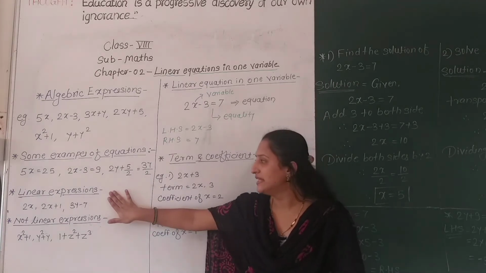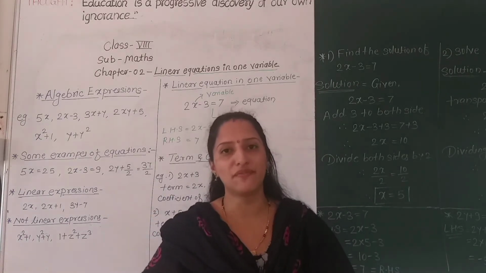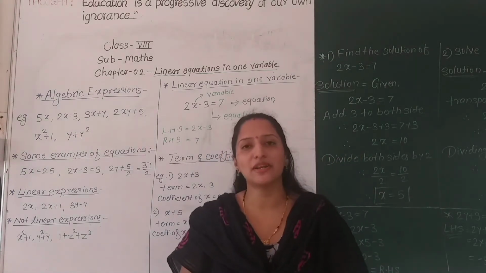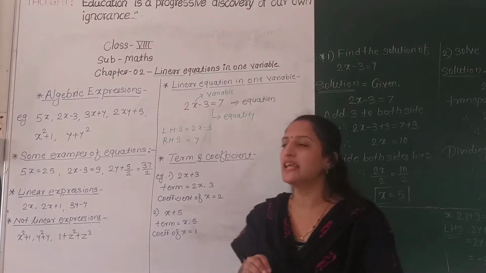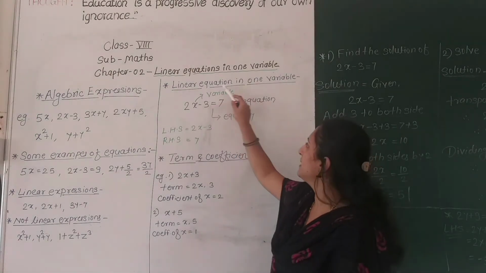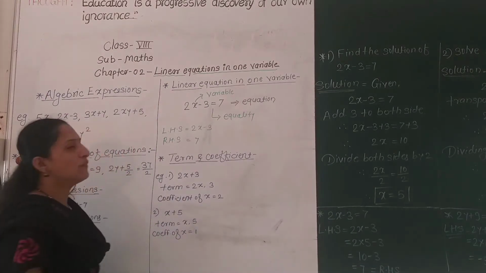Okay. So linear expressions means the highest power of the variable is 1. Then those algebraic expressions are called linear algebraic expressions. Okay, which is same as linear equations. Okay. Now linear equations in one variable.